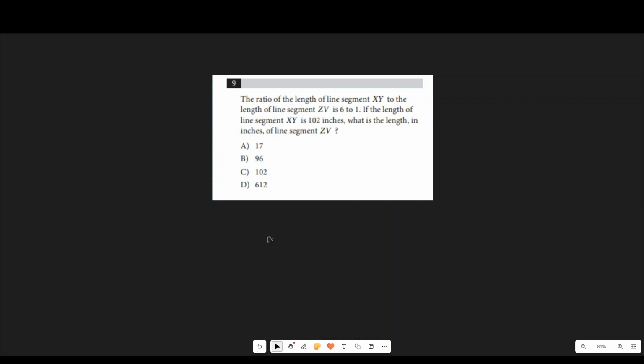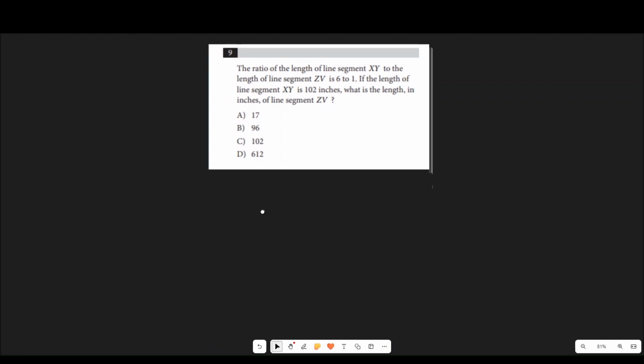The concept you would need to answer this question is ratios, or proportion. And we don't really need to care about the fact that this is a line segment. All we really need to worry about is the ratio between XY and ZV. So what do they tell us? They tell us that XY to ZV is equal to 6 to 1.